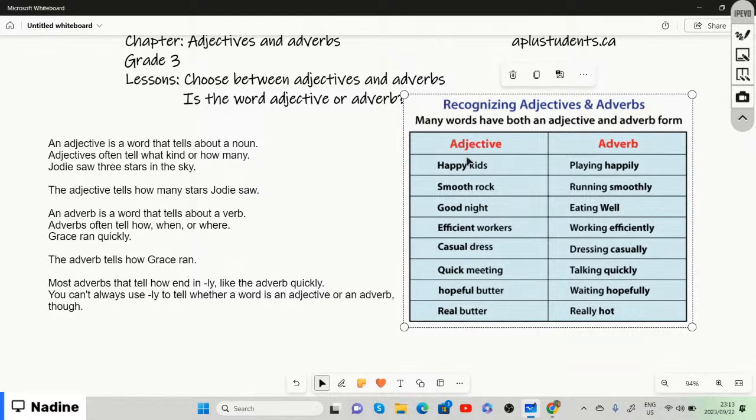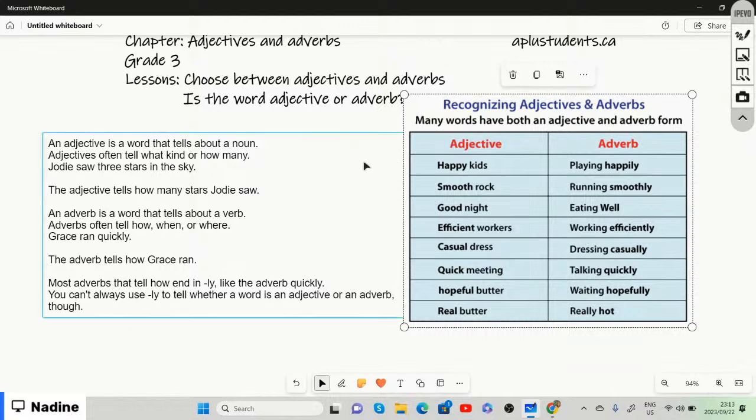And if we link an adverb to a verb, a verb is a doing word. So adverbs tell us how the action is being done.